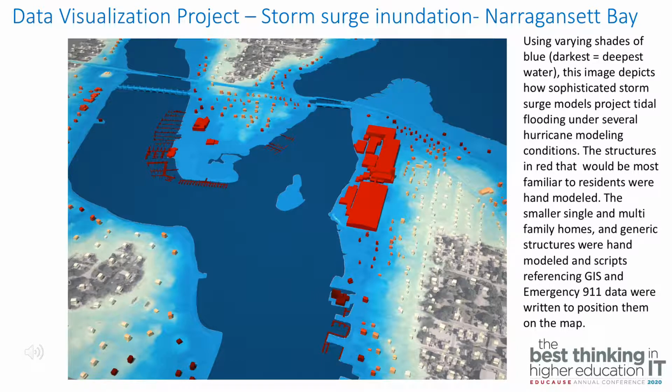Data Visualization Project, Storm Surge Inundation, Narragansett Bay. Using varying shades of blue, darkest equals deepest water, this image depicts how sophisticated storm surge models project tidal flooding under several hurricane modeling conditions. The structures in red that would be most familiar to residents were hand-modeled. The smaller single and multifamily homes and generic structures were hand-modeled, and scripts referencing GIS and emergency 911 data were written to position them on the map.